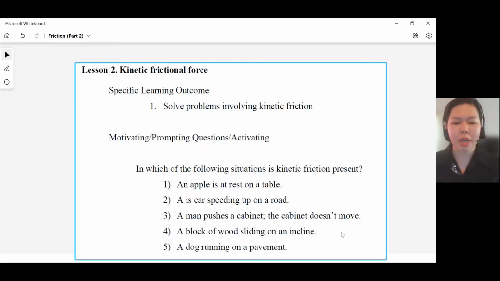Number 4, a block of wood sliding on an incline. Since the wood is moving, then there is kinetic friction. Number 5, a dog is running on a pavement. Since the dog is moving, then there is kinetic friction.